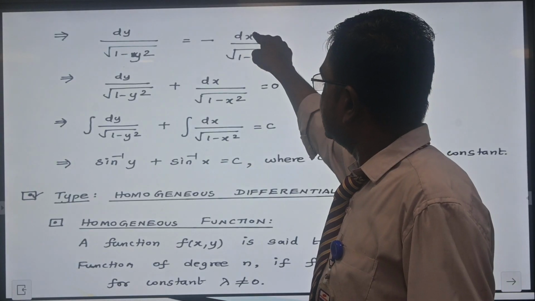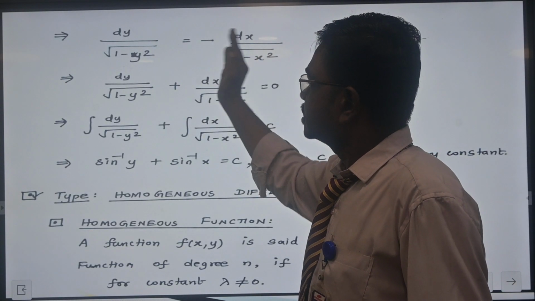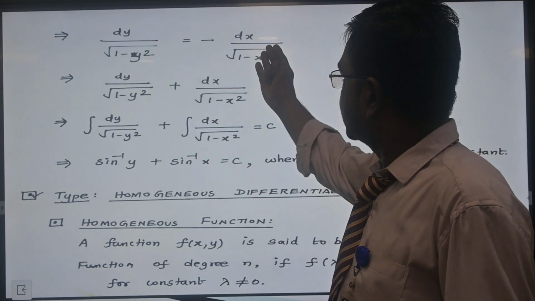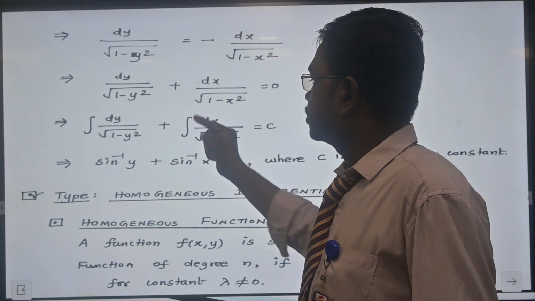This part contains dx and terms in x. So we can clearly see the variables are separated in the equation. Next, we come to this plus sign. So this equation can be integrated to solve it.